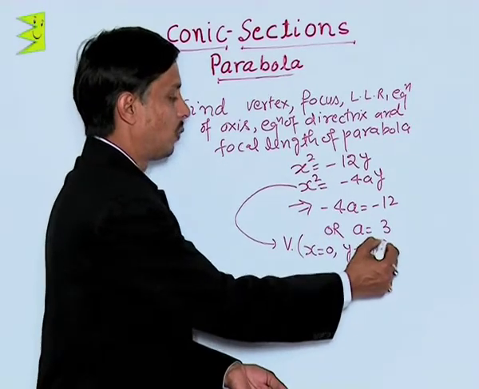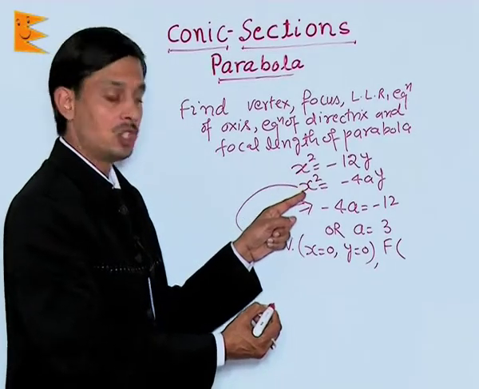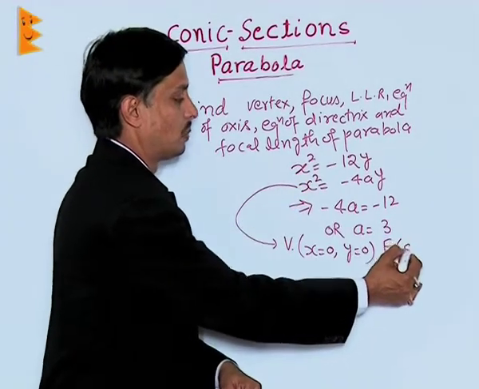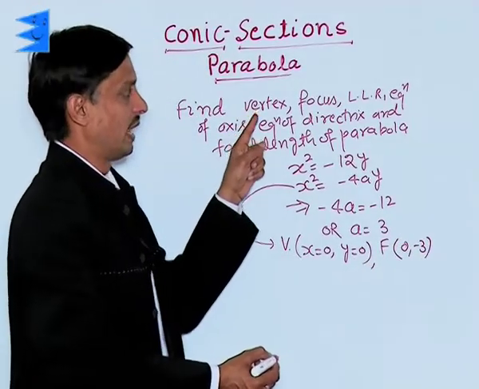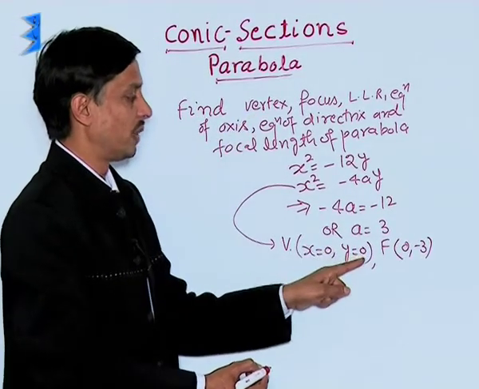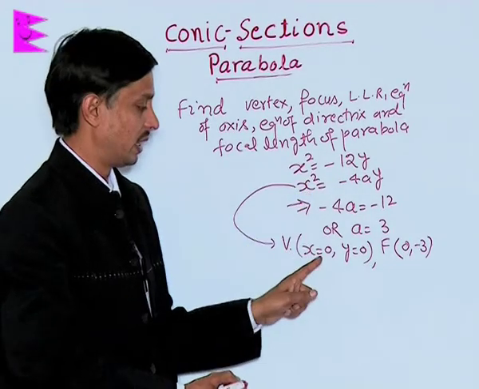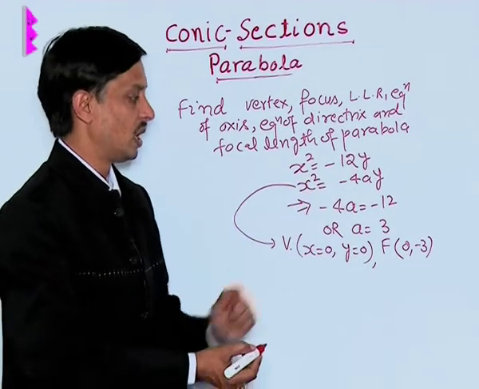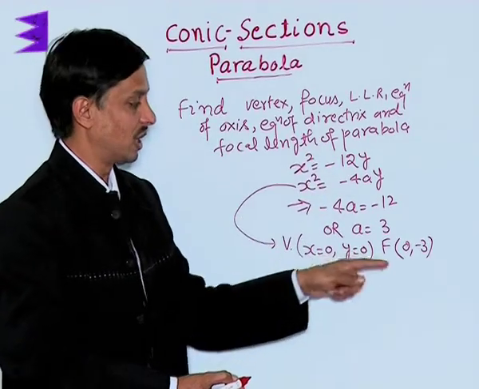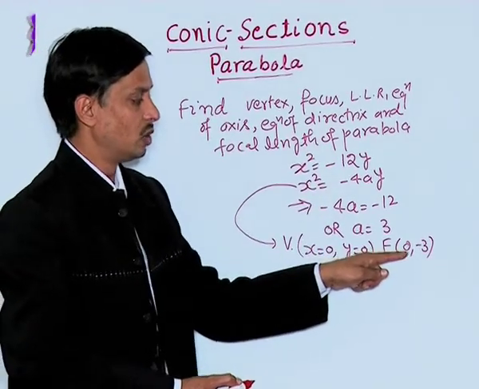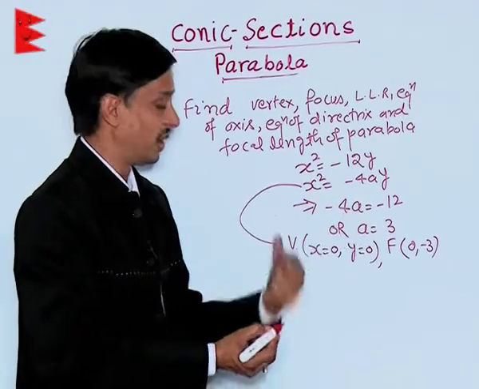Then we talk about focus. Focus for such a parabola is 0 comma minus a. So this will be 0 comma minus 3. We have obtained vertex x equal to 0, y equal to 0. You can check it from the previous videos that this is the situation. Then for this type of parabola, focus is 0 comma minus a, that is 0 comma minus 3, because a is calculated as 3.